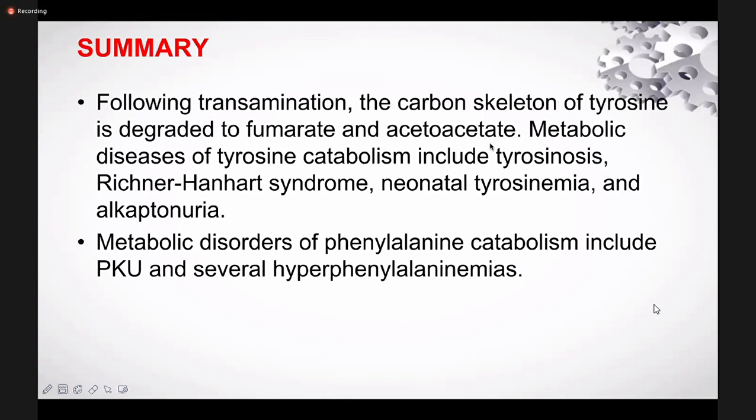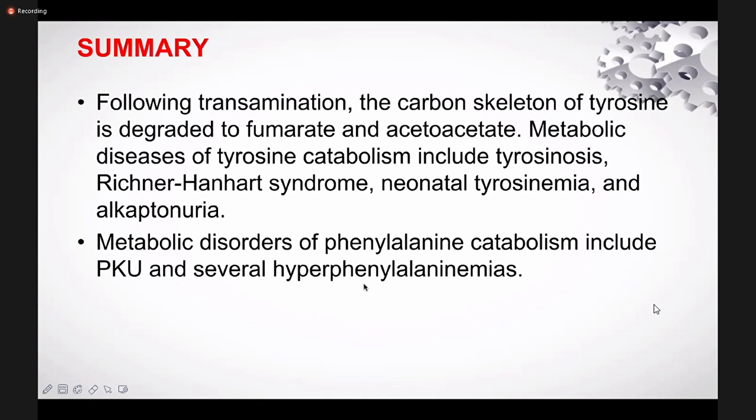Following transamination, the carbon skeleton of tyrosine is degraded to fumarate and acetoacetate. Metabolic diseases of tyrosine catabolism include tyrosinosis and Richner-Hanhart syndrome. There are different types of tyrosine catabolism problems, like type 1, then we have neonatal tyrosinemia and alkaptonuria. This all depends on what level of enzyme block is affected. Metabolic disorders of phenylalanine catabolism include phenylketonuria and several hyperphenylalaninemias.